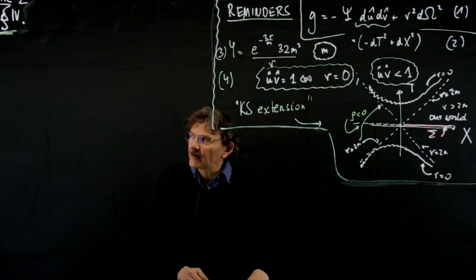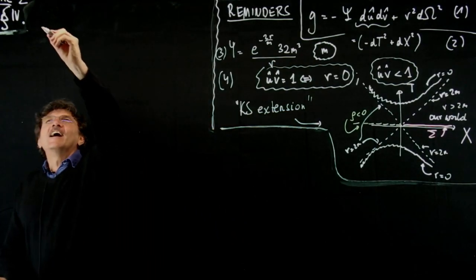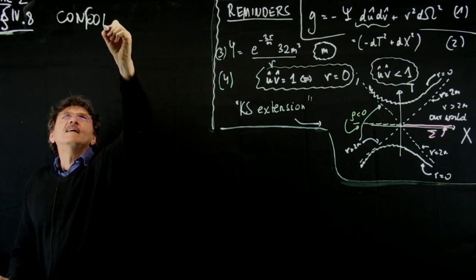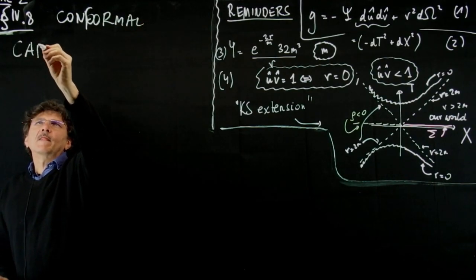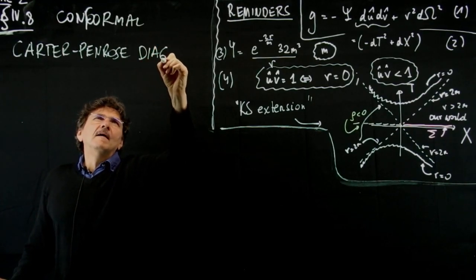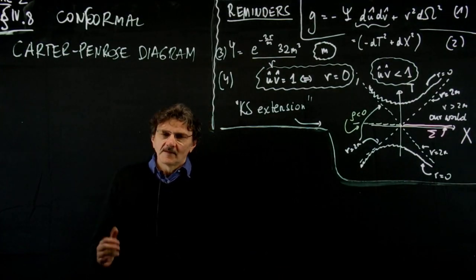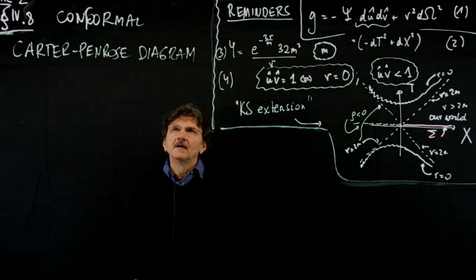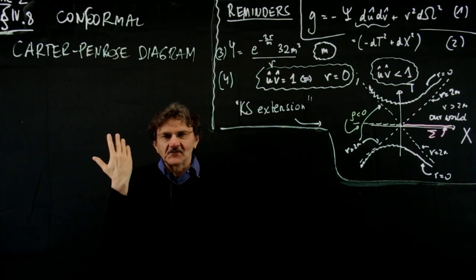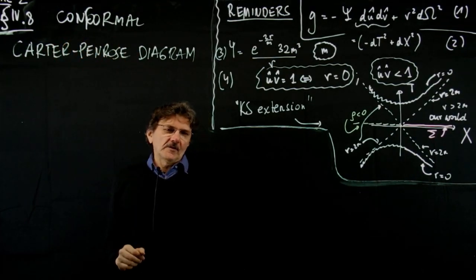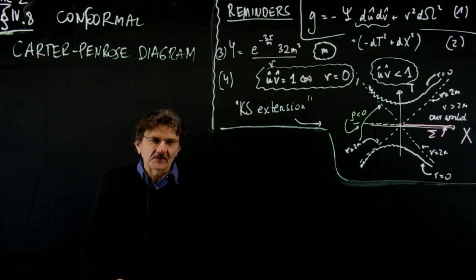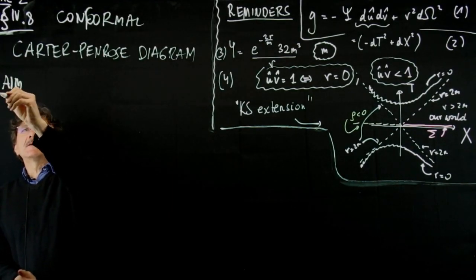Good. So our next paragraph, which is according to Eva's counting number 8, is the conformal Carter-Penrose diagram. I've told you Penrose diagram because that's what everybody uses now. Apparently, this Penrose diagram was first introduced by Carter, and he called them conformal diagrams. So standard terminology is Penrose diagram, but if you say conformal diagram or Carter diagram, that works as well. And our aim is to obtain the following picture.